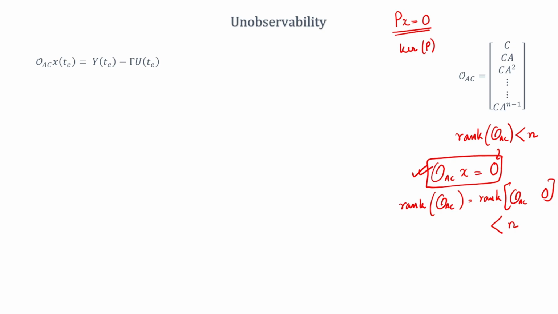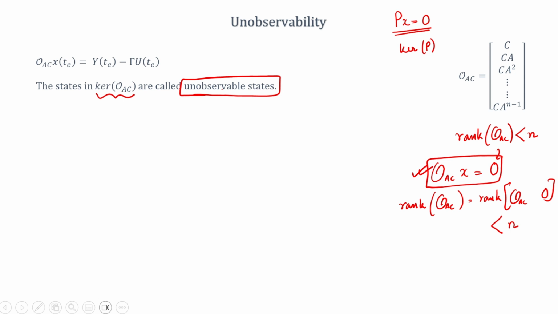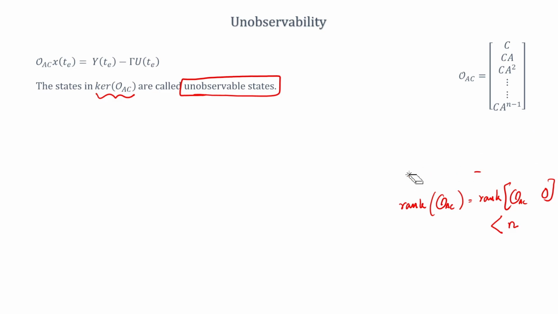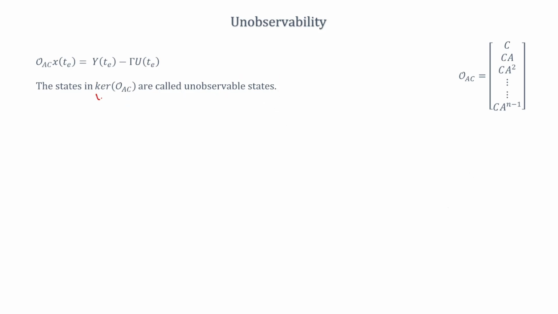And we have already discussed that, which means that for an unobservable system, we will always get vectors which are in the kernel of O, and the states which are in the kernel of O are what are known as unobservable states. Remember from our linear algebra lecture, the kernel of a matrix is a subspace, which means the kernel of the matrix O will also be a subspace, and whatever vectors you get in the kernel of O are called the unobservable states.